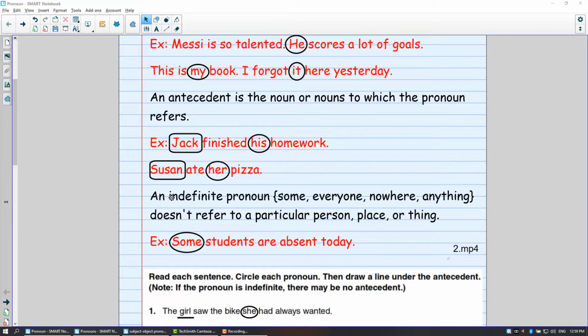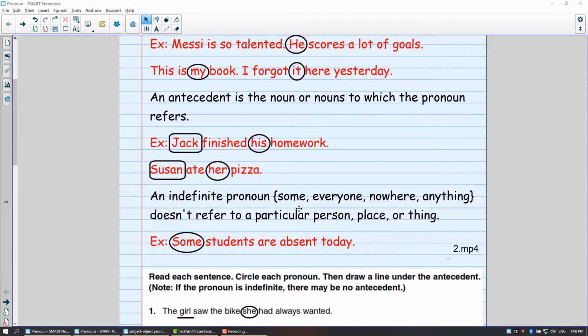Now, the last definition in this lesson, we call it indefinite pronoun. Okay, let's take some examples: some, everyone, nowhere, anything. What's the meaning of indefinite pronoun? Actually, it's a pronoun but doesn't refer to a particular person, place, or thing. When you tell me that someone ate my sandwich, I didn't know who is the person who took the action.